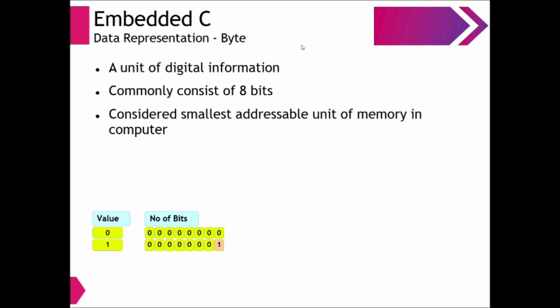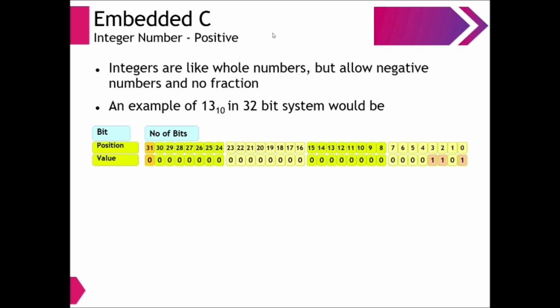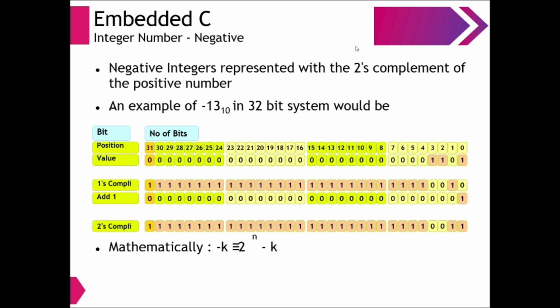Next we see the byte. A group of 0s and 1s is called a byte. We already saw that. Next we move on to the integer number. A positive integer means it represents a positive value. An example is given of a 13-bit system, and these are the positions and values. Followed by the positive numbers, there are also negative integers. There is also an example of minus 32 in 32 bits, and there are the positions and values that were already discussed in our earlier classes.